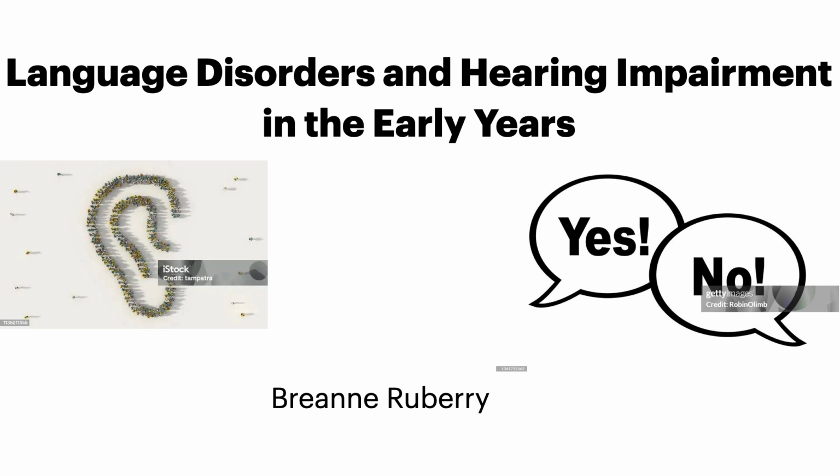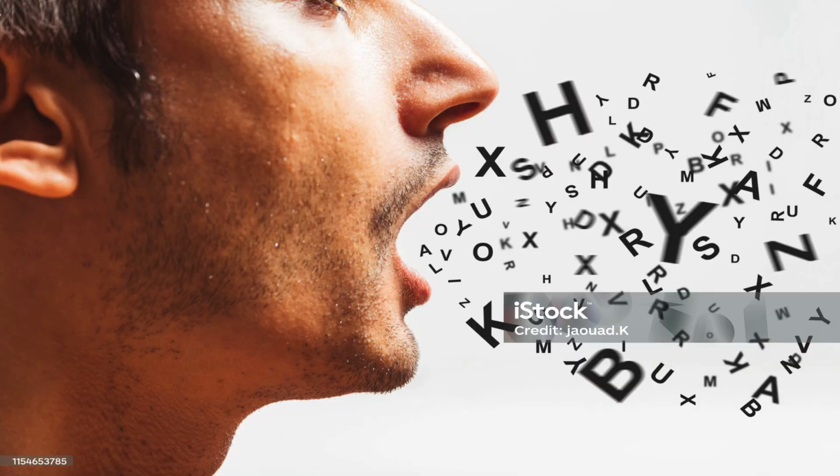Language disorders and hearing impairment in the early years. We are going to start off with the types of language disorders. There are two main types, receptive and expressive language disorder. Receptive language disorder means that children have trouble understanding language. Expressive language disorder means that children have trouble using language.